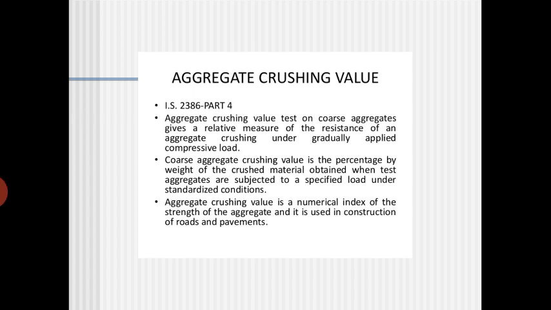Coarse aggregate crushing value is the percentage by weight of the crushed material obtained when the test aggregates are subjected to a specified load under standard conditions. Aggregate crushing value is the numerical index of the strength of the aggregate, and it is used in the construction of roads and pavements.